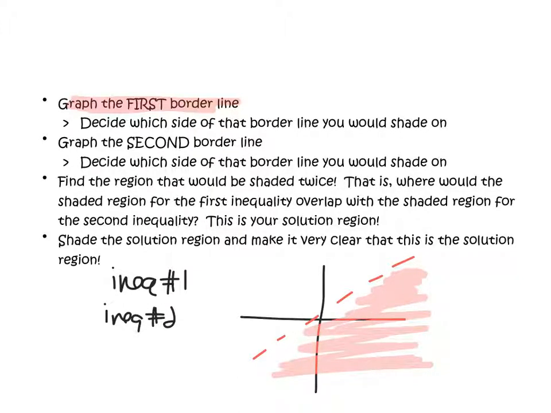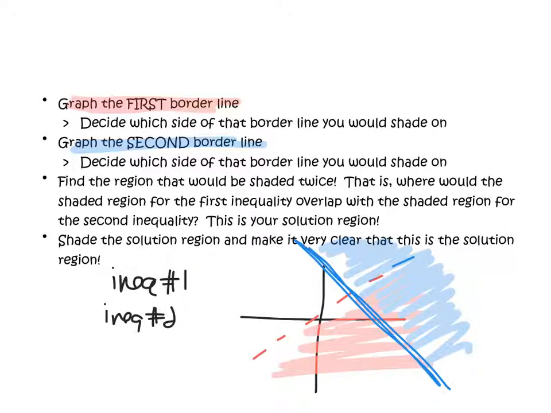Then what we're going to do is graph the second inequality. So we'd put that borderline down, and maybe it looks something like this, and then we would decide where to shade for that line. Once I've plotted both borderlines, all I'm going to ask myself is where are they both shaded in? And as I indicate here, where they're both shaded in, this is your solution region. So where do they overlap? Well, it's shaded blue and red right here. So this area I'm going to indicate as my solutions. So that's our general idea.